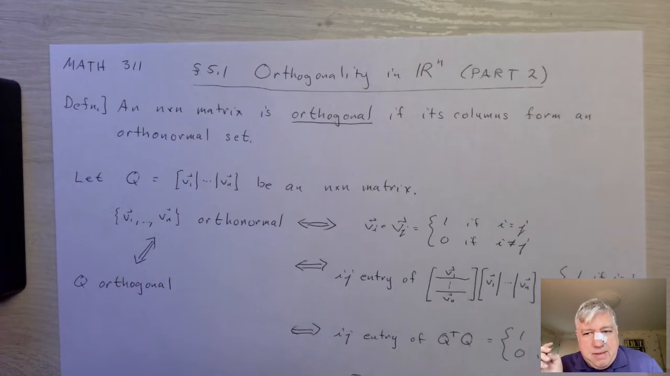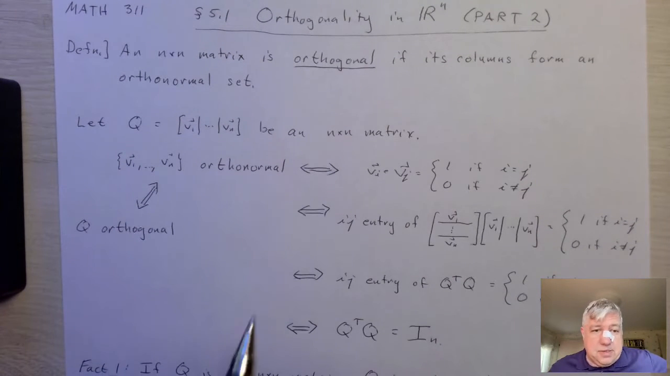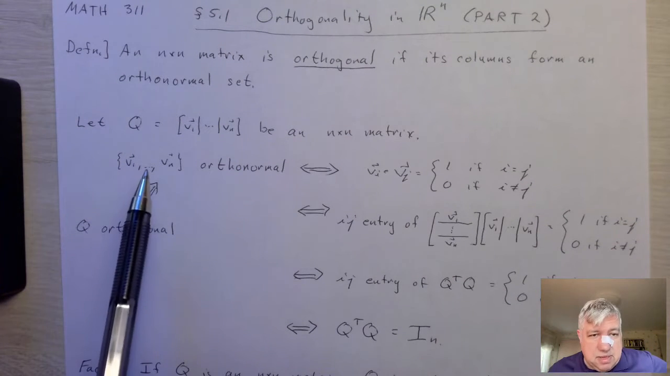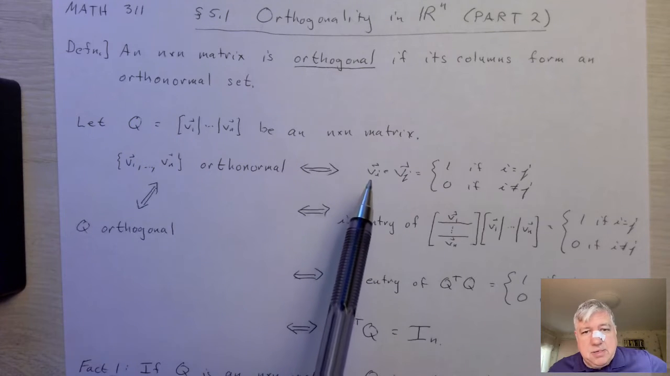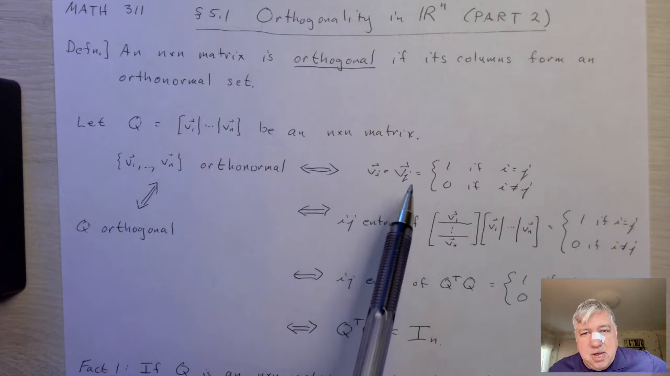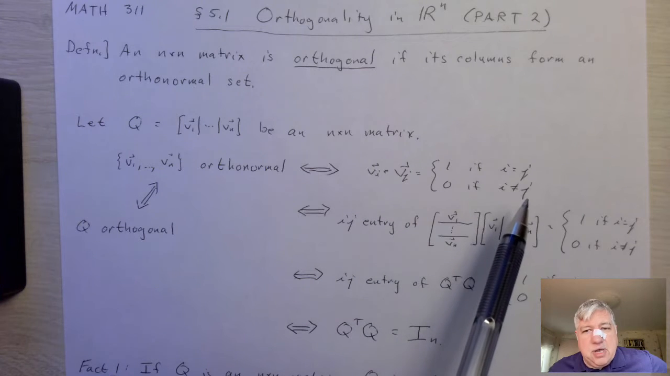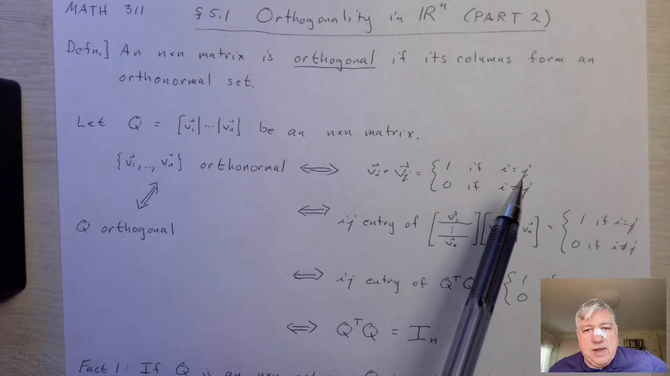Remember, if a set is orthonormal, that means it's orthogonal, so take any two distinct vectors, their dot product is 0, but also all the vectors have to have length 1. So one way of thinking about this is if Q is orthogonal, then its columns v1 through vn have to be orthonormal. This means the dot product vi dot vj is going to be 0 if i is not j, and 1 if i equals j.